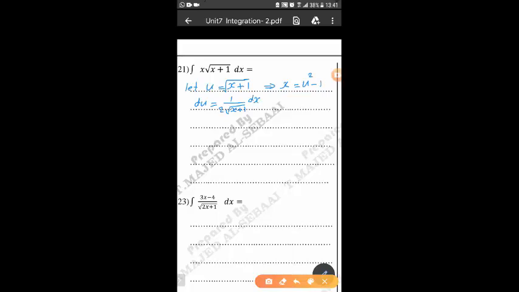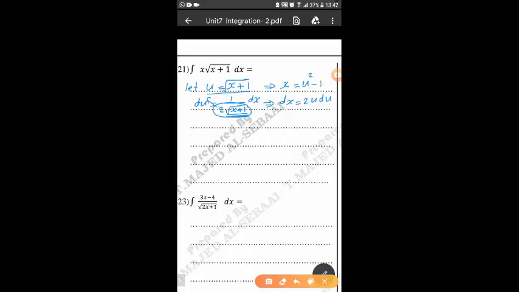Okay. Therefore, dx equals, which is this all will be up, right? It will be 2 root x plus 1 du, right? But don't forget that this part, root x plus 1, is u actually. Is u. So it will be 2u du. Right?